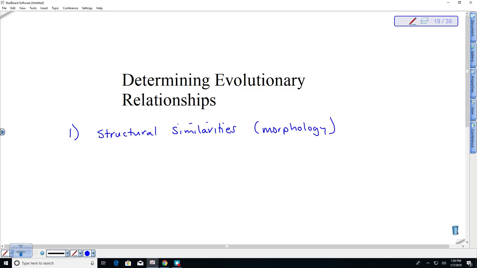So can anybody tell me why this might not be the best way to go about determining evolutionary relationships? What about those rock pocket mice? Did you see the same trait evolving independently? The black coloration evolved twice independently, okay? So the problem with using structural similarities is a problem with convergent evolution.